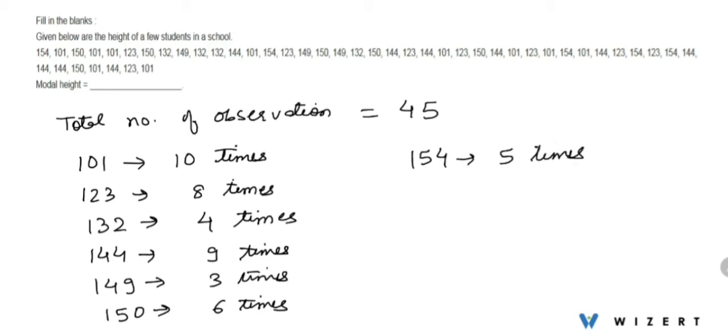Now if we add all these observations, we can see 10 plus 8 plus 4 plus 9 plus 3 plus 6 plus 5 gives 45. Hence the total number of observations is also 45.